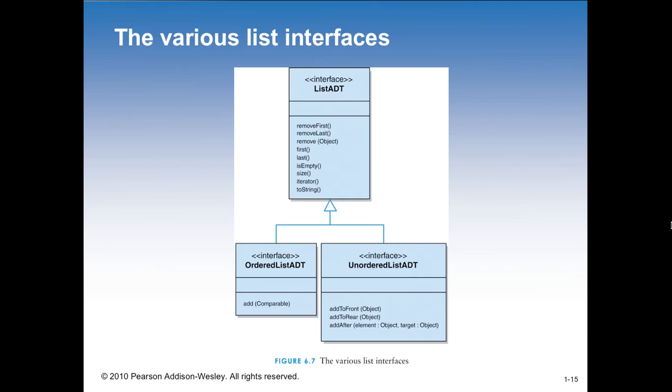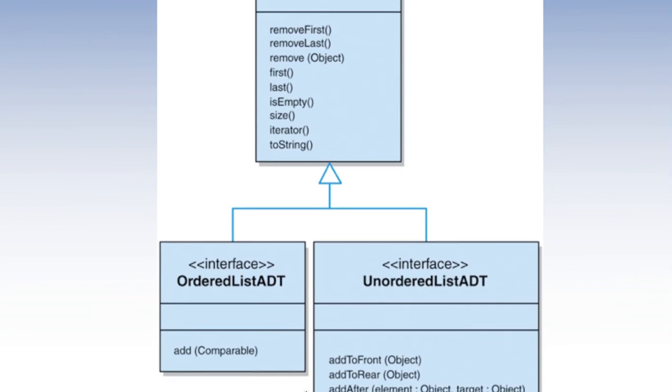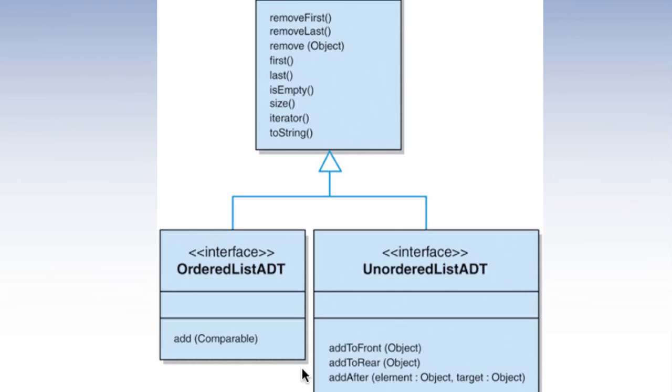Here are some various list interfaces. The interface list, the abstract data type for the list itself, where we have remove first, remove last, remove an object. Here, I'll make this a little bigger so you can actually see it. Get the first, get the last. Is it empty? The size. These are the methods that we saw in the previous example. Kind of generic. Usually there's a toString added in there. The toString does nothing more than print the list item as a string, so you can actually see what's in the item.